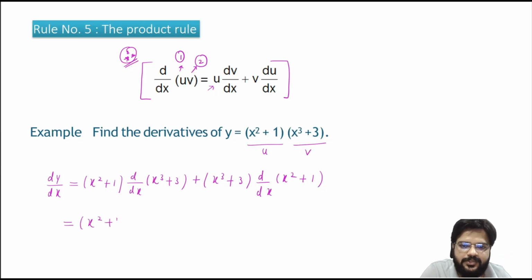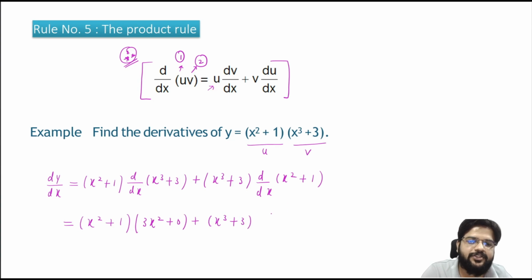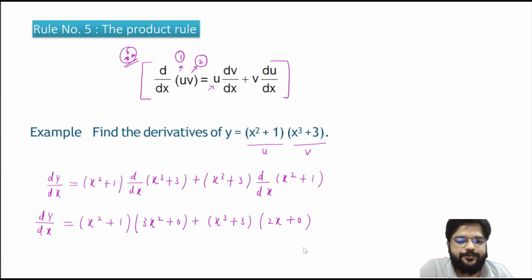So x square plus 1, and differentiation of x cube plus 3. Differentiation of x cube is 3x square, and 3 is a constant, everyone, so it is 0, plus x cube plus 3, and differentiation of x square is what, everyone? It is 2x, and 1 is a constant, that's why it is 0, correct? So this is what we are getting. After simplification we will get the final answer, everyone. So like this we can apply the product rule, correct? So I hope this is clear, everyone. Note down.